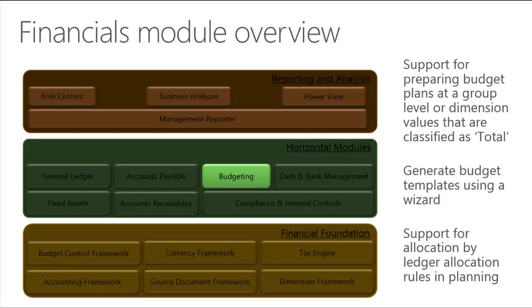On the budgeting side, Heidi covered some of this as well, but we do have the ability now to budget at a group level, as well as at a dimension level that you classify as a total. There is a wizard that we've added that gives you the ability to generate those budget templates. Also new, if you've created allocation logic inside of General Ledger, you can now utilize that allocation logic inside of budgeting.